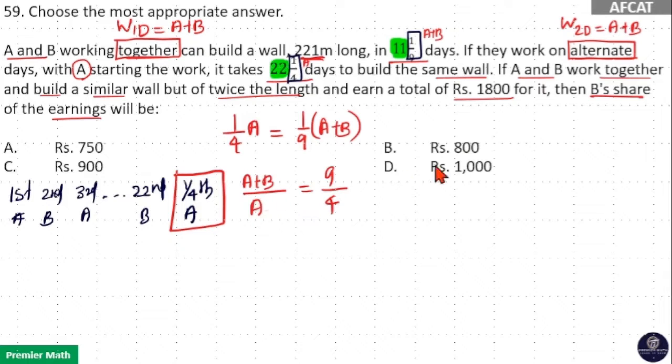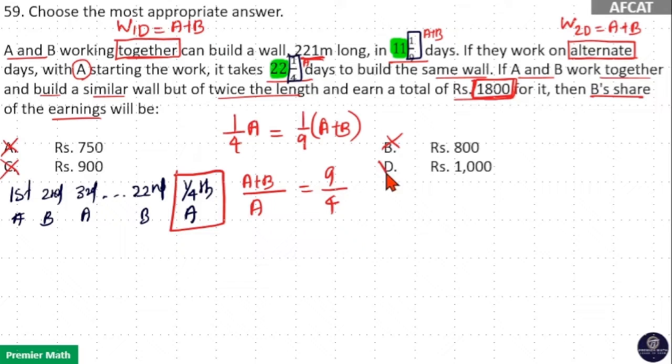In that case, B will get more money. So 1800 by 2 is 900. So half of 1800 is 900, which means B will get more than 900. In that case, option A is wrong, option B is wrong, option C is also wrong. Because B will get more rupees than 900 rupees.